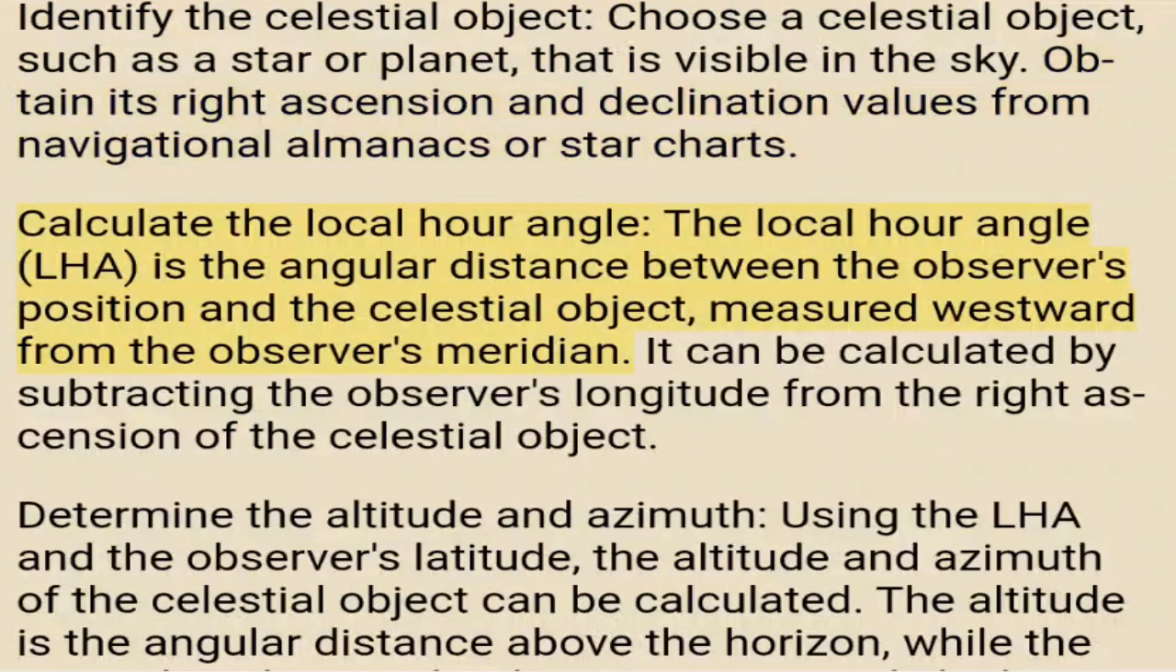Calculate the local hour angle. The local hour angle, LHA, is the angular distance between the observer's position and the celestial object, measured westward from the observer's meridian. It can be calculated by subtracting the observer's longitude from the right ascension of the celestial object. Determine the altitude and azimuth. Using the LHA and the observer's latitude, the altitude and azimuth of the celestial object can be calculated.